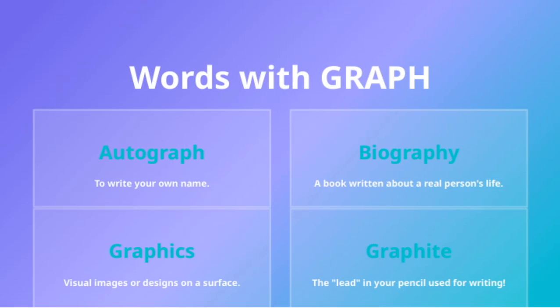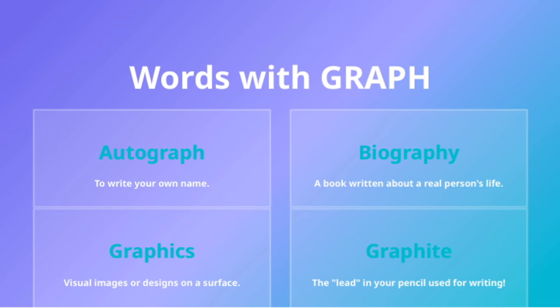Let's look at some interesting words that contain the part graph. First, we have graphite, which is what's inside your pencil that helps you write. It's the key material that makes writing possible. Next, we have graphics, which are visual images or designs that you see on surfaces like screens or paper. They help make information more engaging and easier to understand.